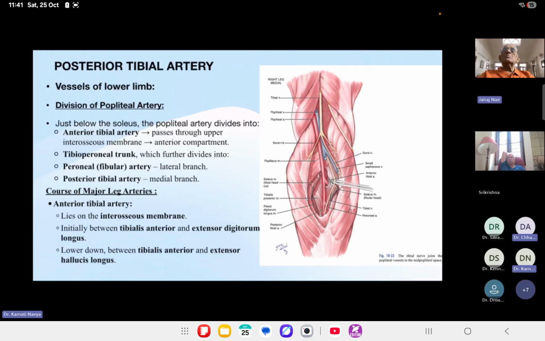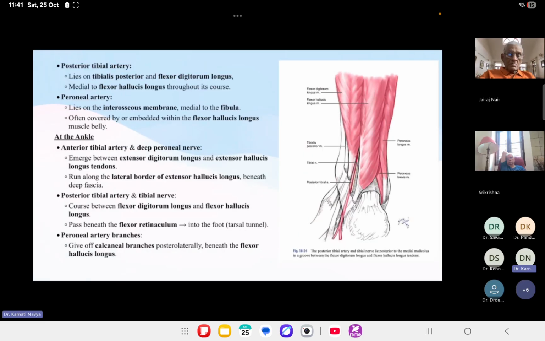The course of the major leg arteries. The anterior tibial artery lies on the interosseous membrane. Initially it lies between the tibialis anterior and the extensor digitorum longus, and lower down between the tibialis anterior and the extensor hallucis longus. Then comes the posterior tibial artery. It lies on the tibialis posterior and flexor digitorum longus, medial to the flexor hallucis longus throughout its course.